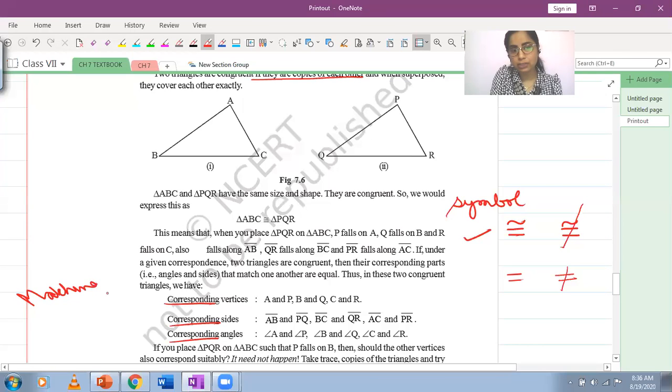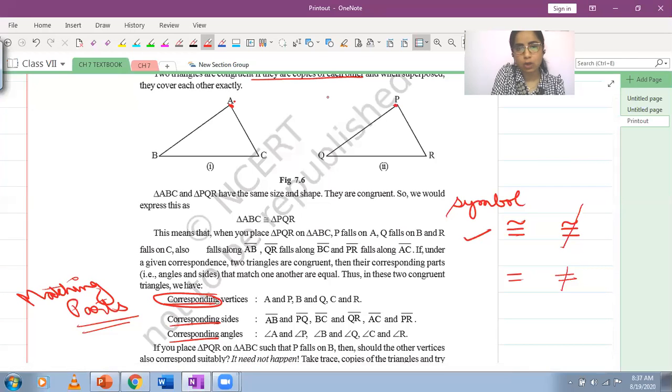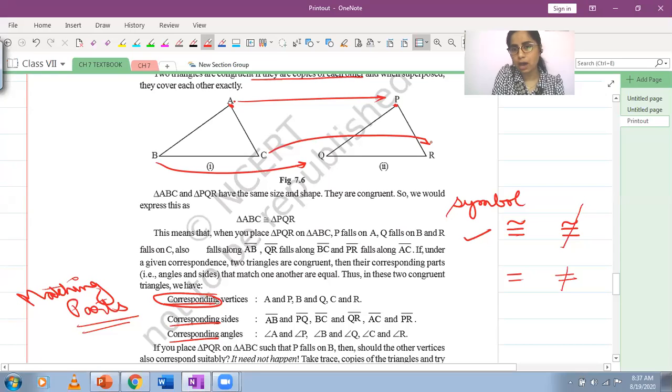These are the matching parts. The word that we use is corresponding. To understand, you can just write down for yourself the parts which will match with each other. अगर हम इन दोनों triangles को एक दूसरे पे place करते हैं, so this corner will match with this corner. A will match with P, B will match with Q, and C will match with R.